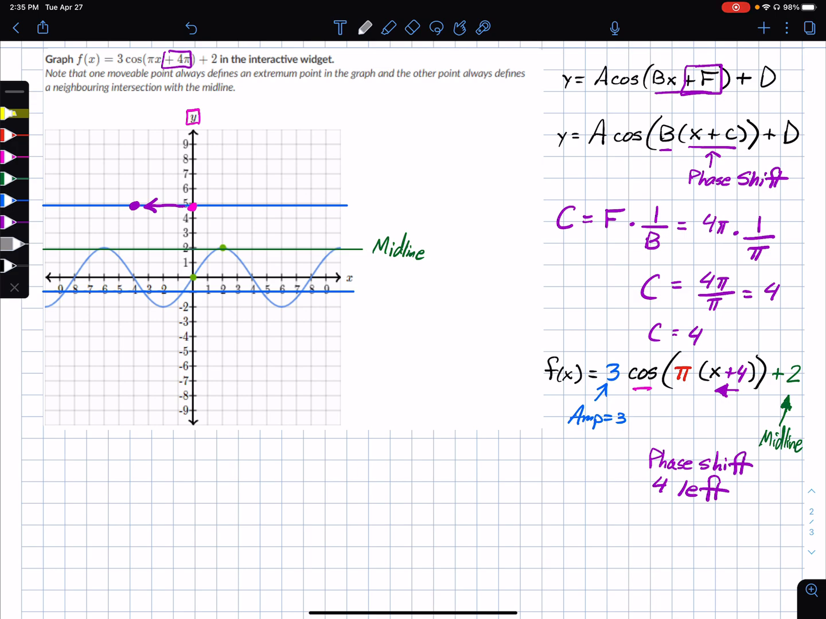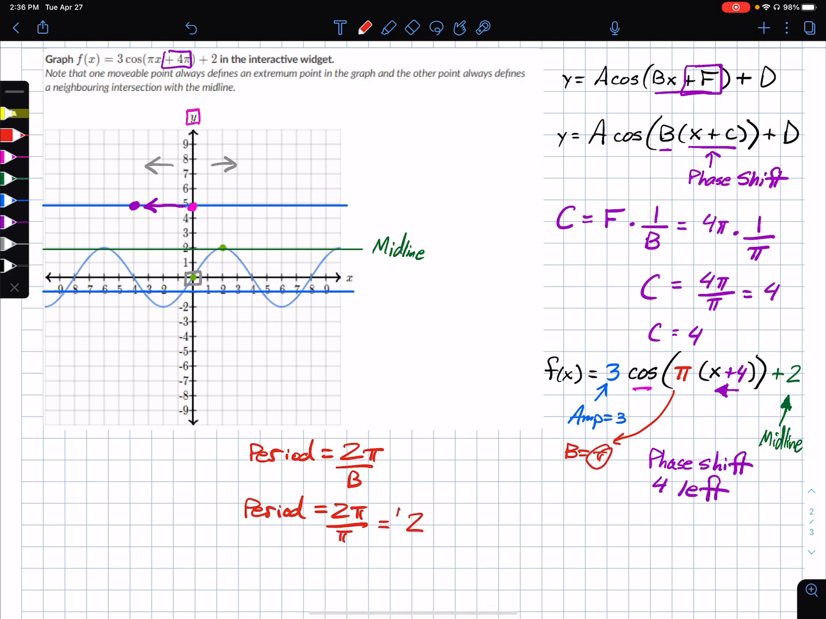So the spacing of this, how far to the left and right that second green dot is, comes down to the b value. So we have a b value of pi, which tells us the period, which we know as 2 pi divided by b. Plug in that b value of pi, and we get 2 pi over pi is just 2. In other words, one full cycle of this graph takes 2 units.